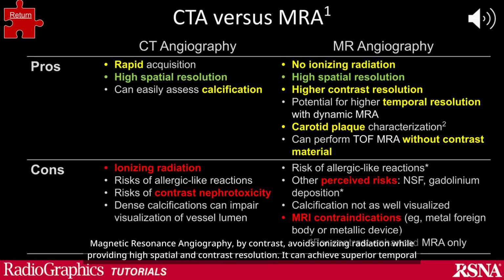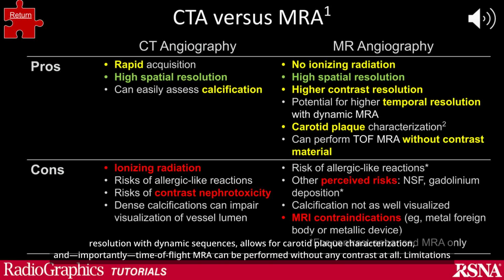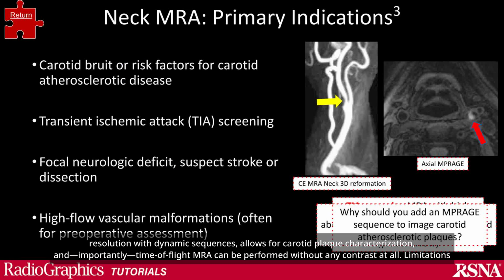Magnetic resonance angiography, by contrast, avoids ionizing radiation while providing high spatial and contrast resolution. It can achieve superior temporal resolution with dynamic sequences, allows for carotid plaque characterization, and, importantly, time-of-flight MRA can be performed without any contrast at all. Limitations include poor visualization of calcification, contraindications in patients with certain metallic implants, and, in the case of contrast-enhanced magnetic resonance angiography, perceived risks such as nephrogenic systemic fibrosis and gadolinium deposition. Thus, the choice between CTA and MRA depends on clinical context, patient safety considerations, and the diagnostic question at hand.